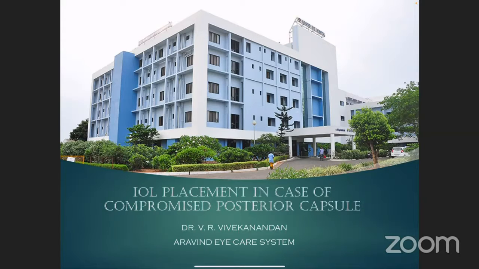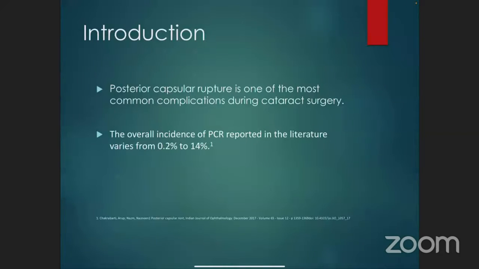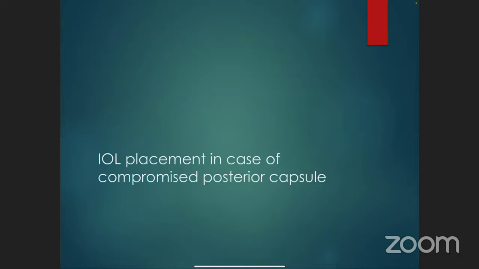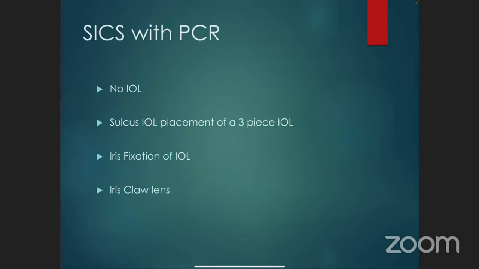Today I'll be talking about IOL placement in case of a compromised posterior capsule. As we know, posterior capsular rupture is the most common complication during cataract surgery, and the incidence varies from 0.2% to 14%, from senior surgeons to residents and fellows. First, I will be talking about PCR when it happens in manual small incision cataract surgery.